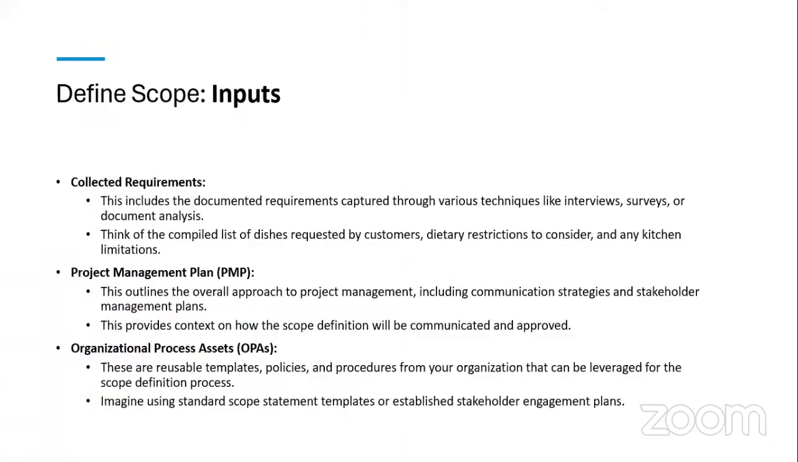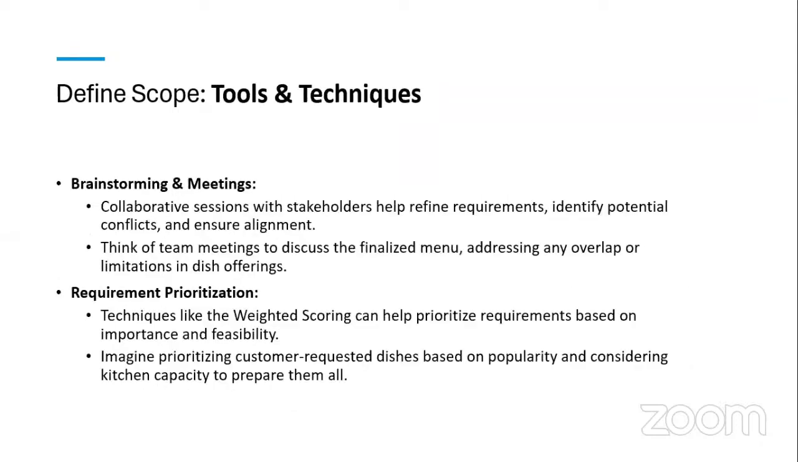Then you can continue. The input here will include the collected requirements that we took from our stakeholders, the project management plan, and then you have your organizational process assets. All these will form the inputs for your defined scope. Now, the tools and techniques here, we need brainstorming and meetings, just to be sure that we're able to make a clear and concise definition of what and where we're going.